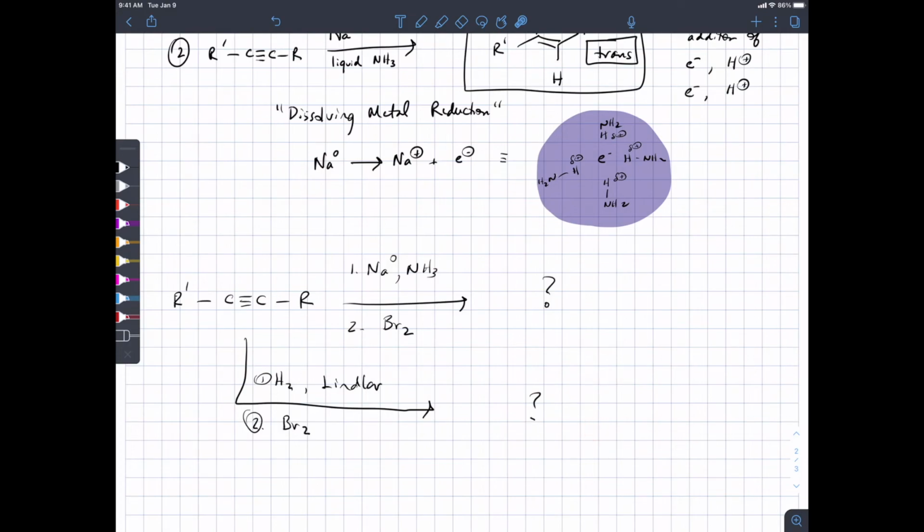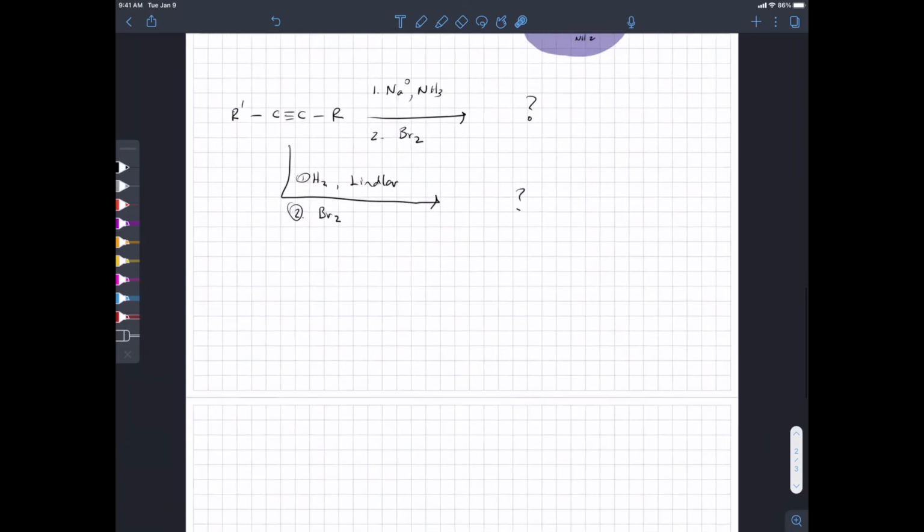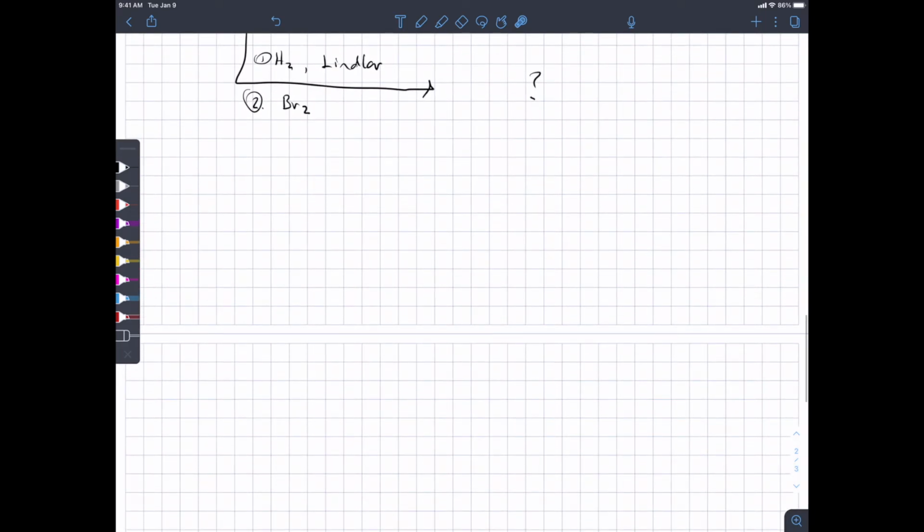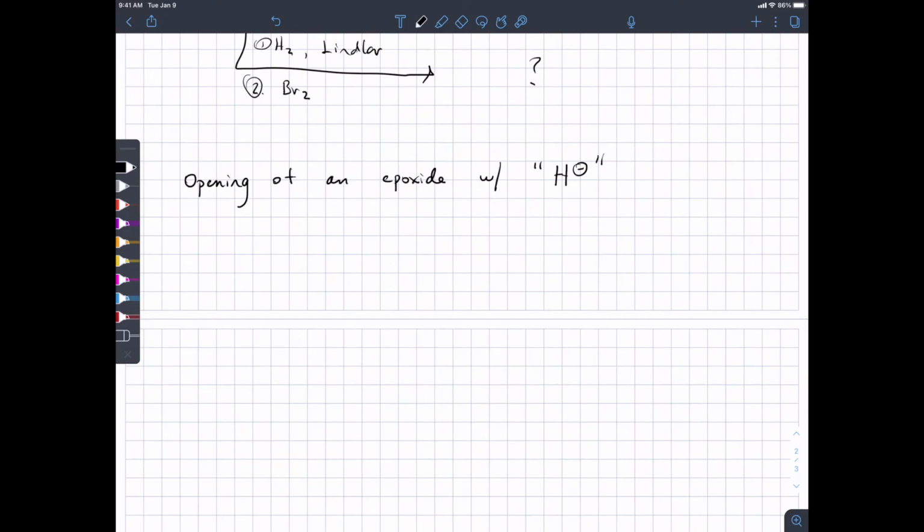Okay. The last reduction reaction we will do today, and this will conclude reduction for us, is going to be something that's actually not that new. It's only a new reagent, not a new reaction. Opening of an epoxide. And I'm going to put this in quotes, because we don't use H- as a nucleophile.